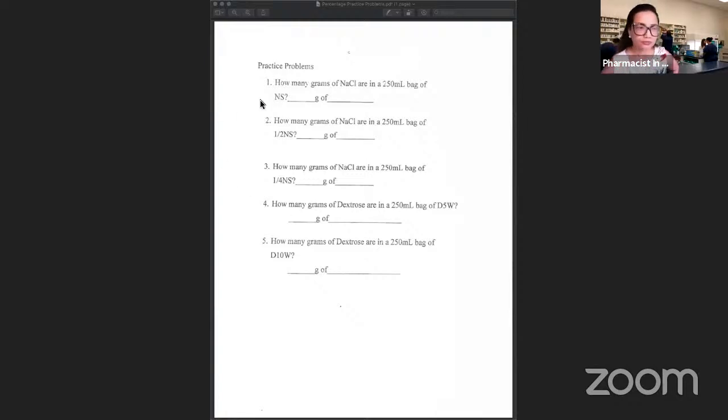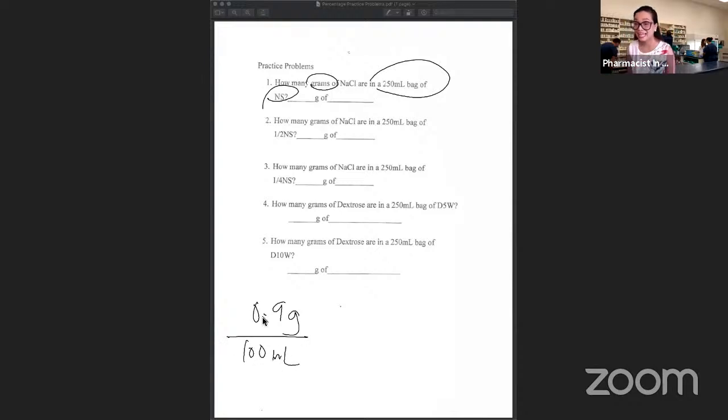I'll do the first one. How many grams of sodium chloride, I'll encircle this, are in a 250 ml bag of normal saline? I just did it by doing a drawing, right? Well, we know right away that normal saline, like what I said, is 0.9%. So that can be converted right away to 0.9 g over 100 ml, because this means 0.9%. So that you don't have to do 0.9 over 1 ml times 100. Do it this way. Done.